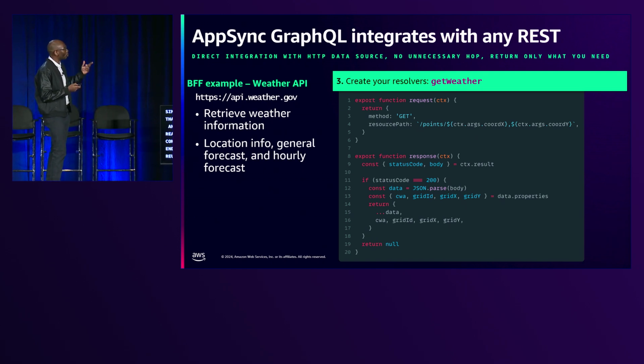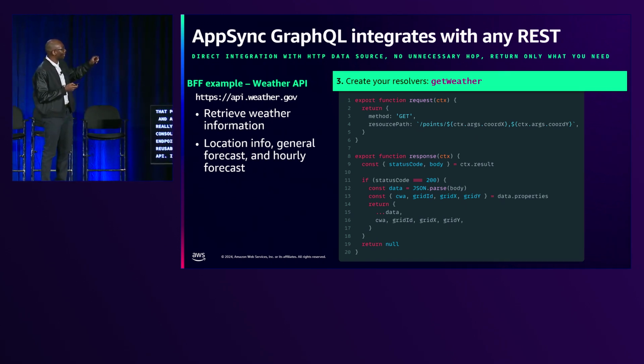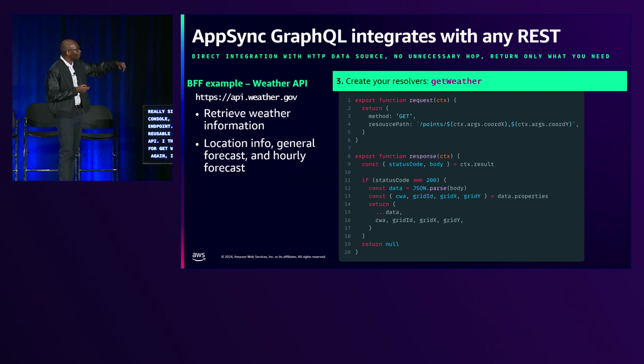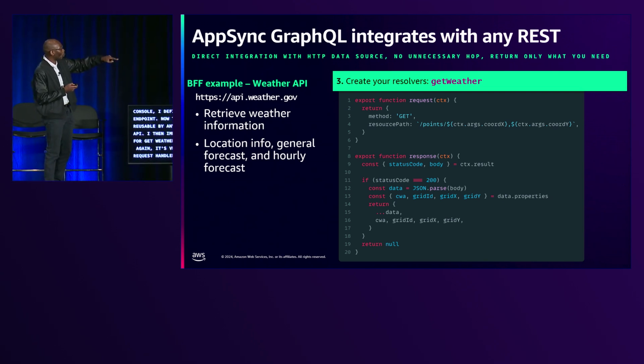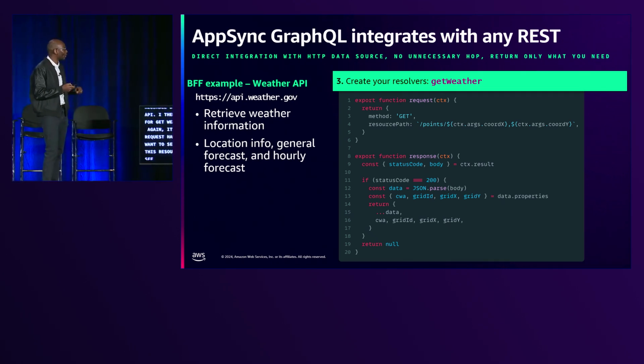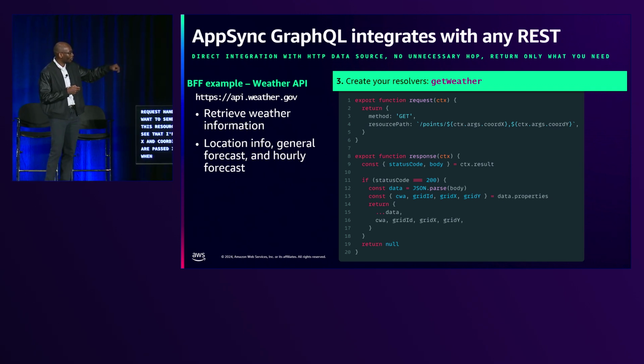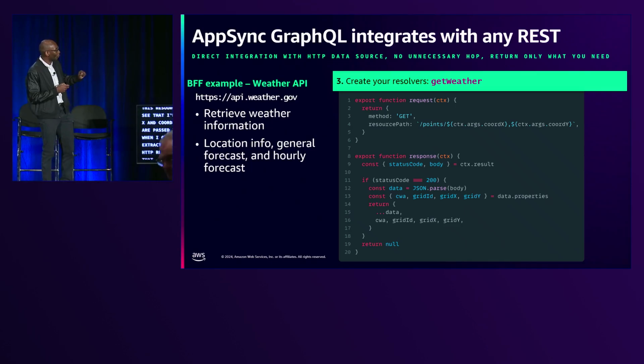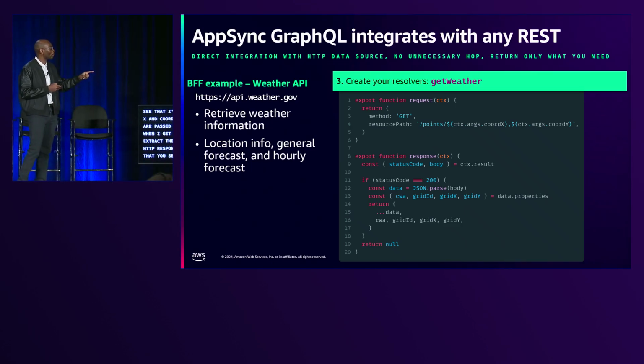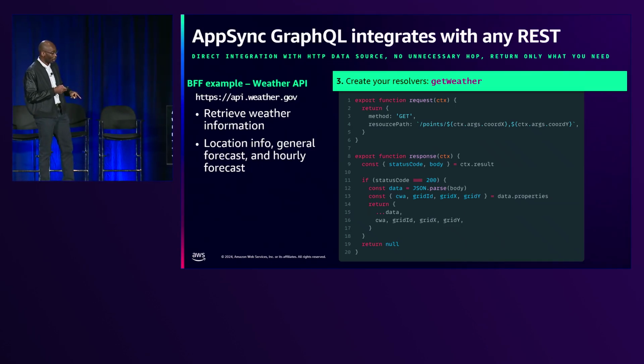Again, it's very simple. In my request handler, I simply say, I want to send a GET request to this resource path. And you can see that I'm using the coordinate X and coordinate Y arguments that are passed into the request. And then when I get the response, I can extract the properties from the HTTP response. One of the things that you see here is that I get the grid information. And then you can see that I do a simple transformation of the data that was passed back. Now keep your eye on grid ID, grid X, and grid Y.